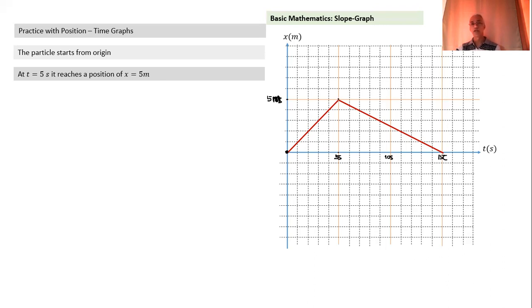So it has moved at t is equal to 5 seconds. At that instance of time, t is equal to 5 seconds, its position is 5 meter. So at t is equal to 5, it reaches a position of x is equal to 5 meter.